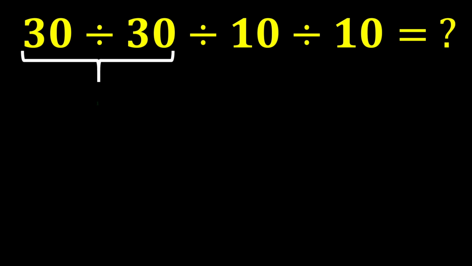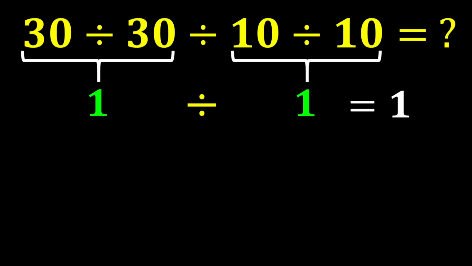30 divided by 30 gives us 1. Then 10 divided by 10 gives us 1. In the end, 1 divided by 1 gives us 1, which is our final answer.